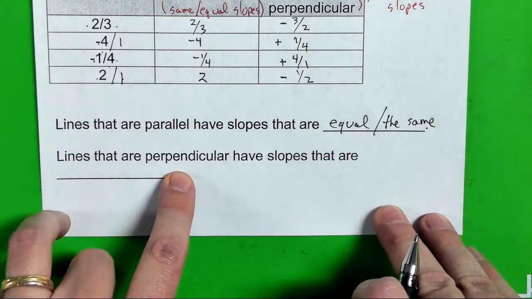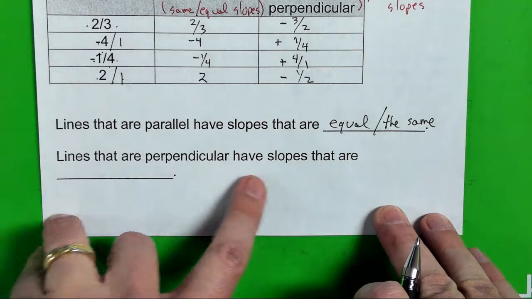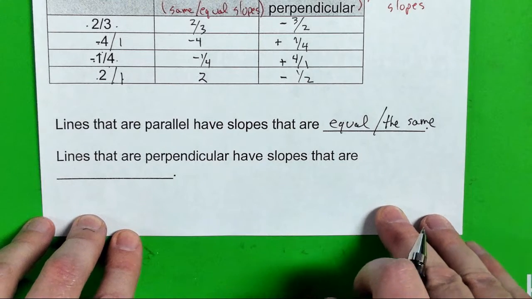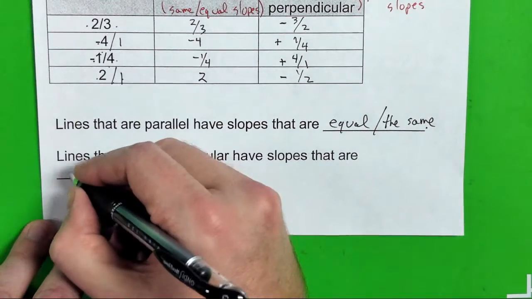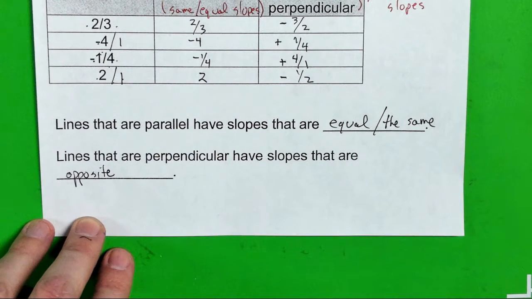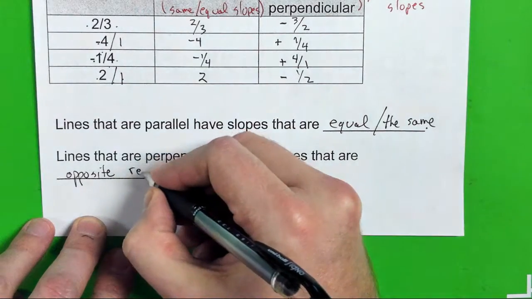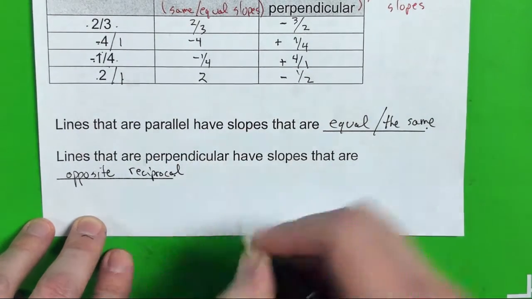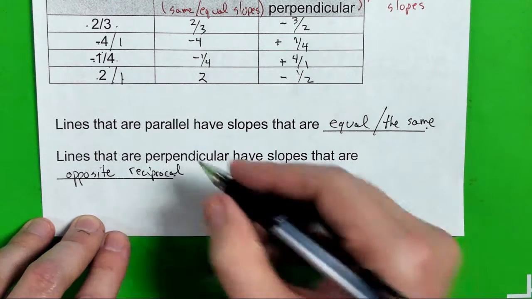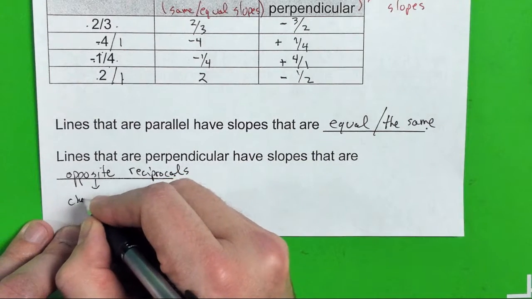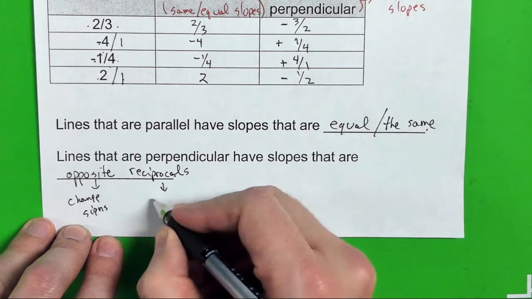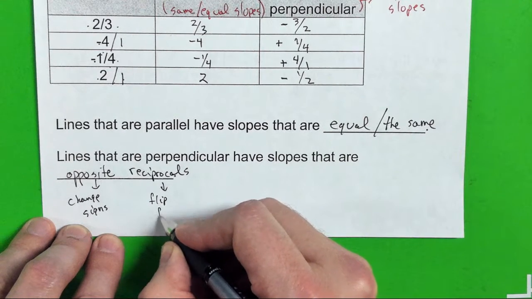Okay, now I'm going to give you some special words here. Lines that are perpendicular have slopes that are, but be more specific. Opposite what? Opposite sign. So we say opposite. What does it mean when you flip a fraction? What's the word for that? Reciprocal. Reciprocal. Opposite reciprocals. Opposite means change signs, and reciprocal means flip the fractions.